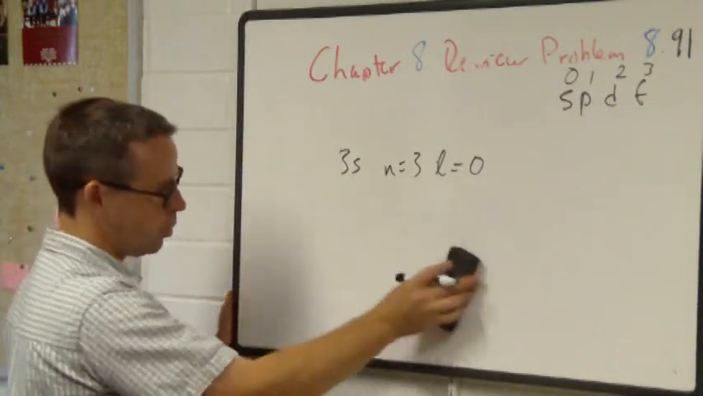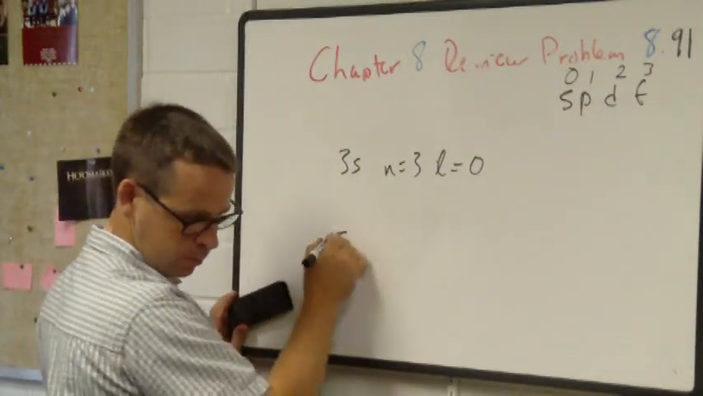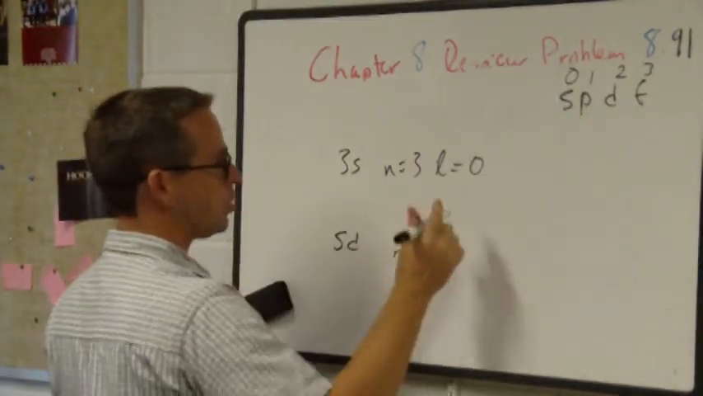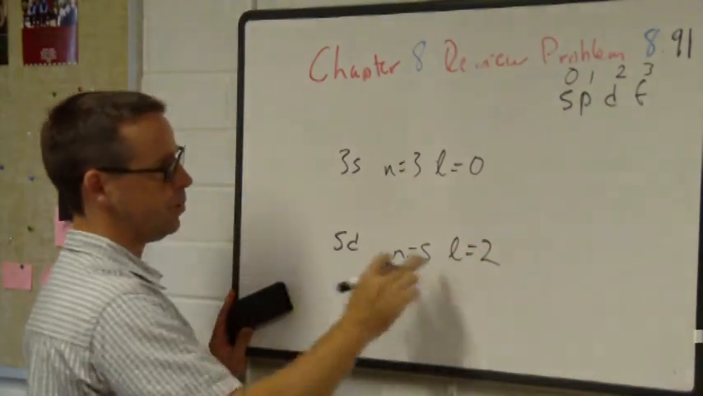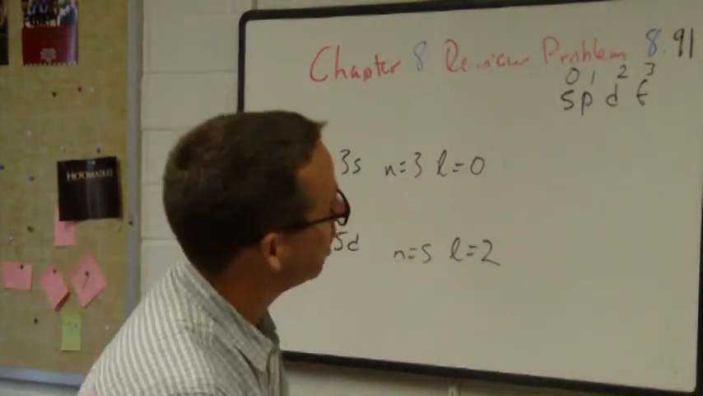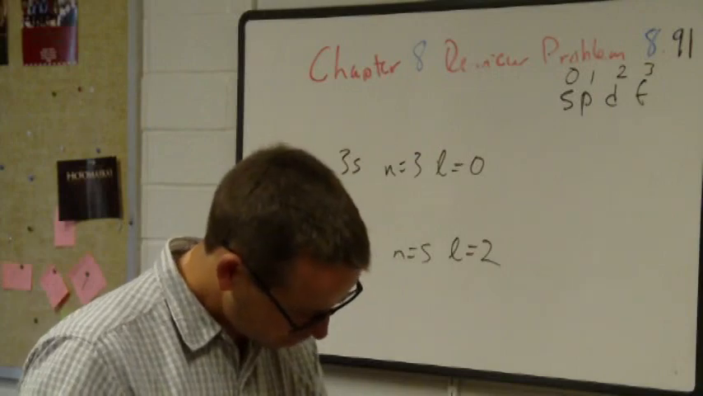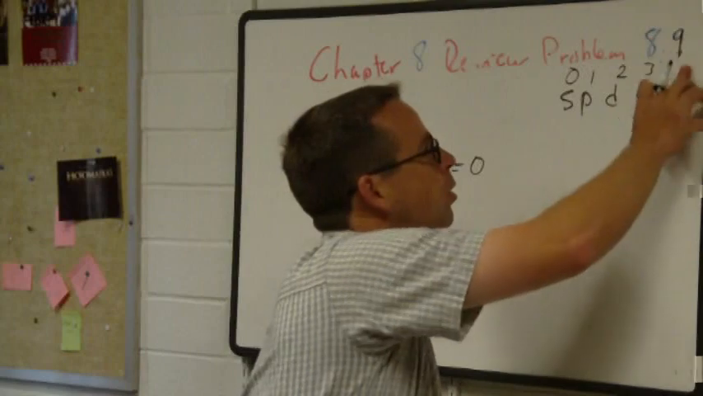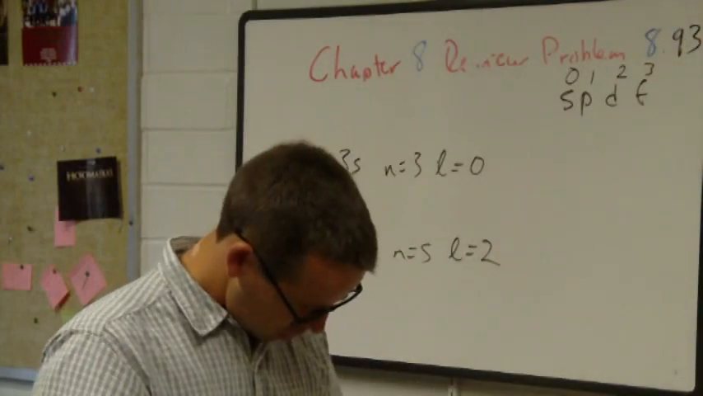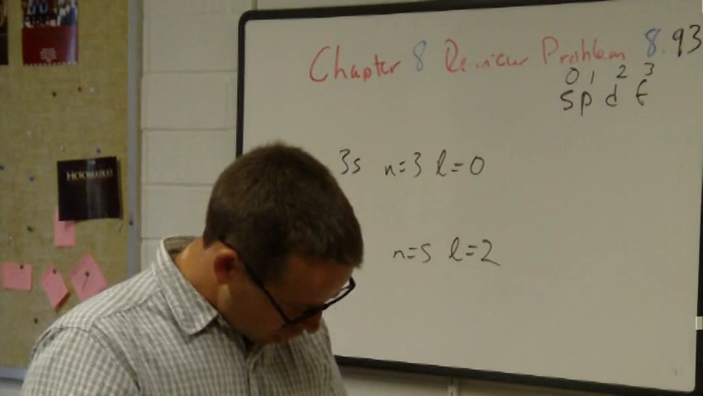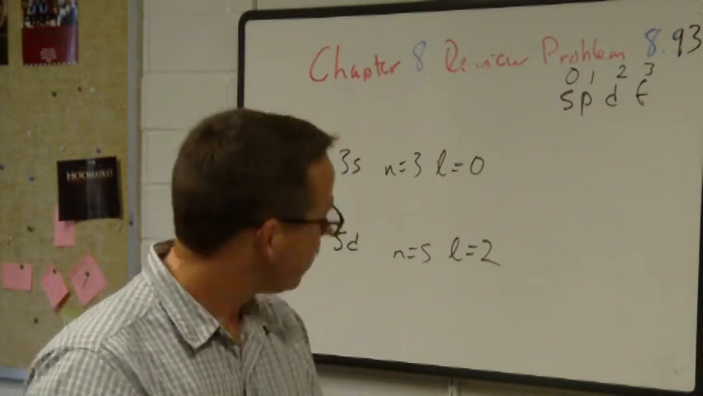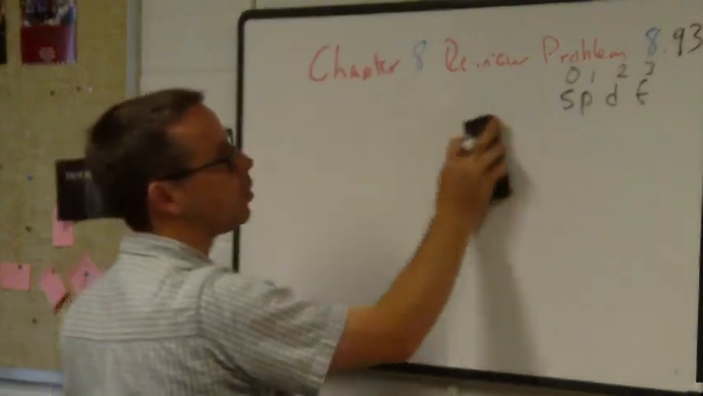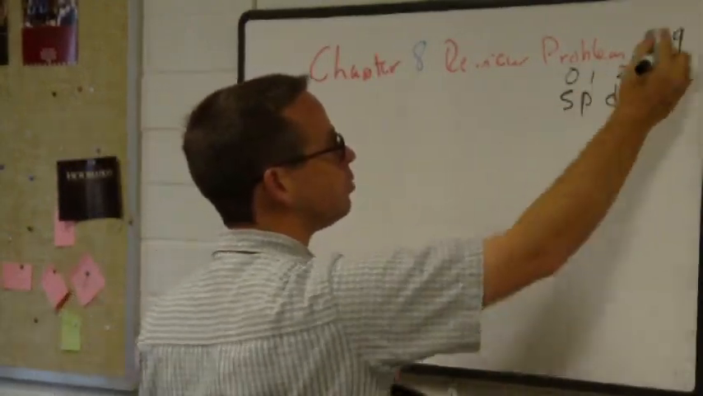For the 5D, N equals 5 and L equals 2 for D. All right, so we can double check that one in the back. 893: N is 3, L is 0, and N is 5, L is 2. Okay, 893, 895.